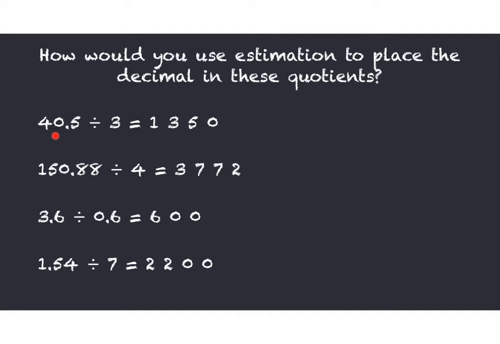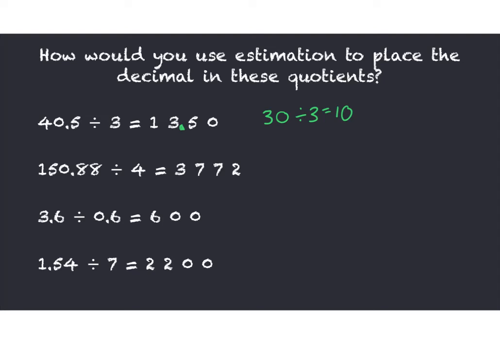40 and 5/10 divided by 3. I would think about it this way. 30 divided by 3 is 10. So the quotient should be more than 10 because 40 and 5/10 is more than 30. Placing the decimal point between the 3 and the 5 is the only way to make the quotient in the tens.